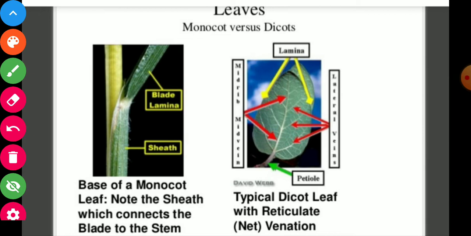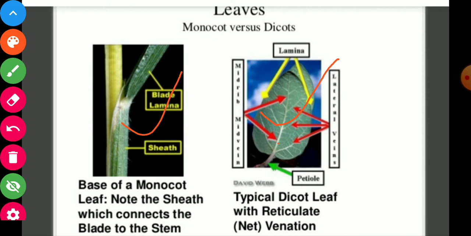See here, these are two types of leaves. This is a monocot leaf and this is a dicot leaf. Reticulate venation shows dicot characteristics, and parallel venation shows the monocot leaf.